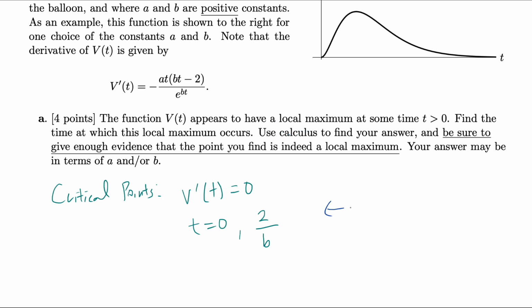So all you have to do is make the sign chart. I wrote down the sign chart, so make sure you write v prime of t, and you're looking at 0 and 2 over b. So how do we figure out the correct signs?